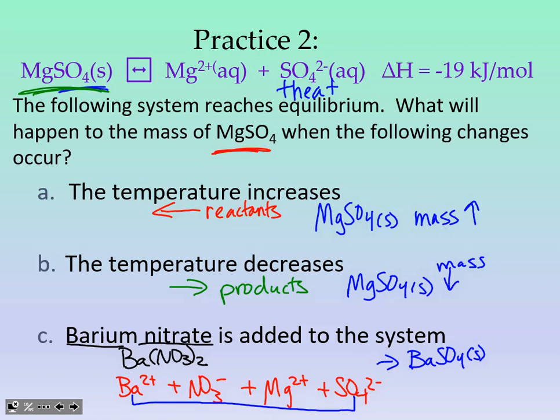What's happening here? What's being removed from the solution? SO4. Yes, the sulfate is being removed. This particular ion is being removed. So which way is it going to shift then? Towards the products. So MgSO4 is going to dissociate. It's going to go towards the products because the sulfate is being pulled out of solution. That means it's being removed. So if it shifts towards the products, what happens to our solid up here?